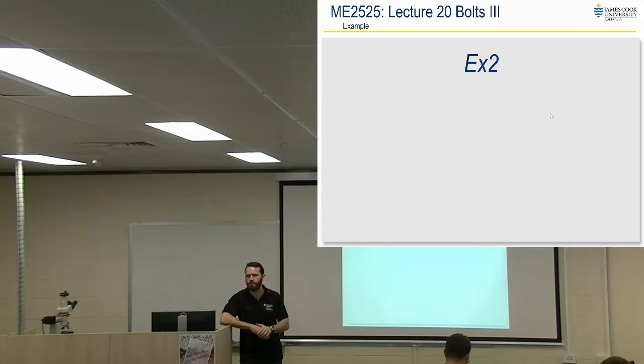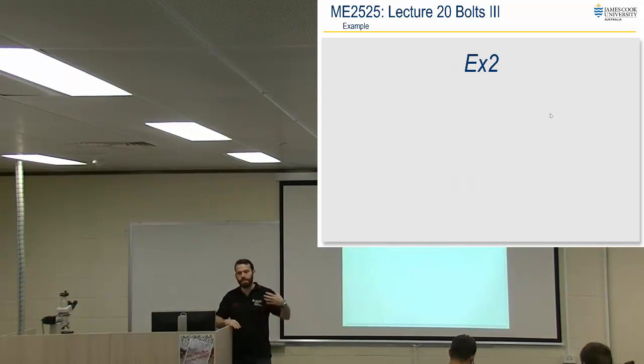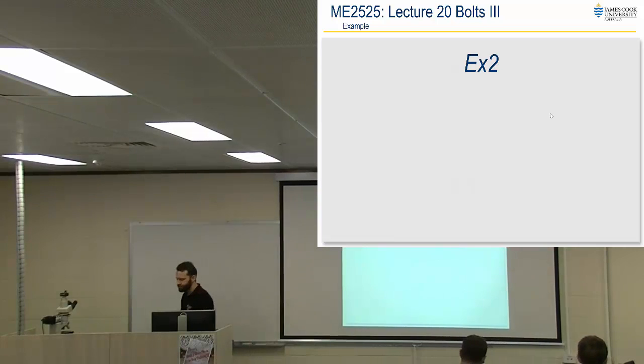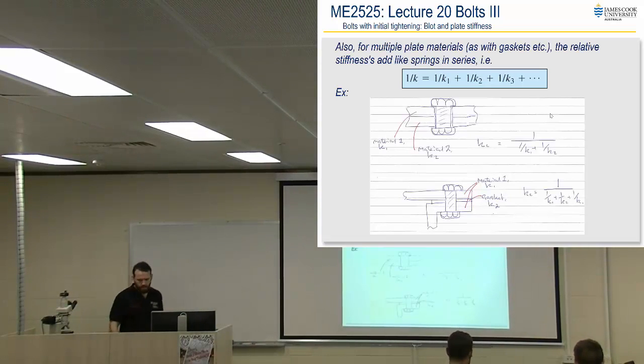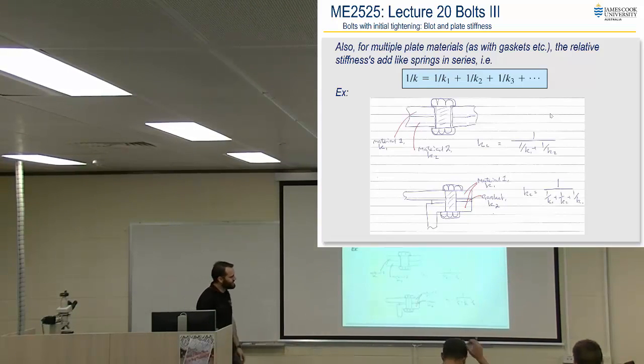Now what we need to do is understand how we calculate that Kc value. Firstly, how we calculate the different areas. And secondly, how we calculate that Kc value for different types of material that the bolt will squash together. Because the most interesting Kc is some sort of plate, some gasket, some sort of plate, and what is the actual stiffness of that whole situation. That's what this equation does.